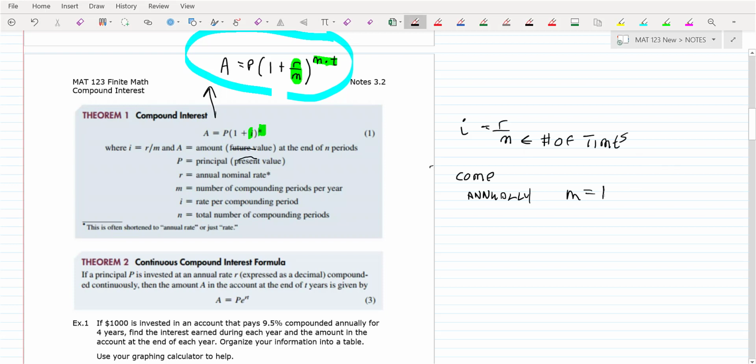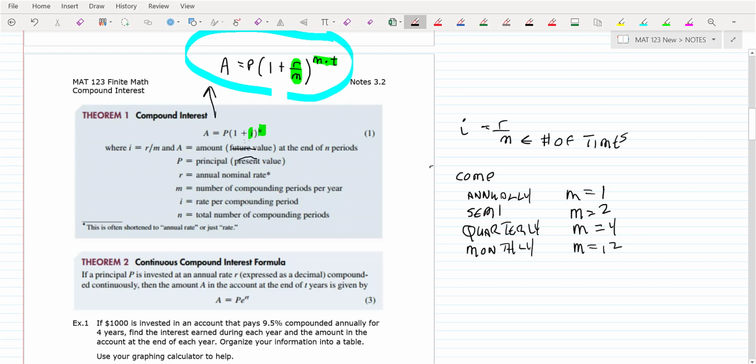We already talked about some of this stuff. If I said semi-annually, that would be 2. That means every 6 months. So in that formula, you want to know that. If I said quarterly, M is equal to 4. That would mean you do interest 4 times in a year. And if you did monthly, which is the most common thing you would see, then M would be equal to 12.